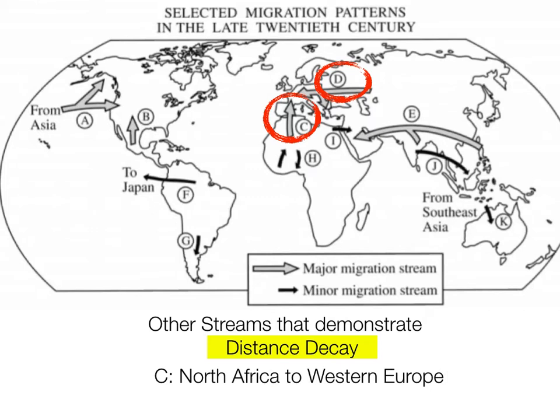Stream C is North Africa to Western Europe, and stream D is Eastern Europe to Western Europe. There are many streams on this graphic that do not demonstrate distance decay. So those would be streams where migrants are traveling over long distances, right? They are actually doing the opposite of demonstrating distance decay.